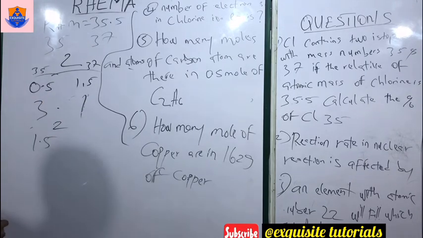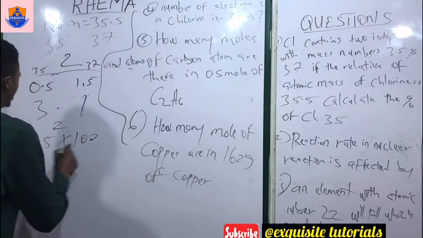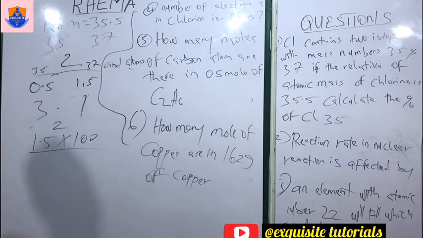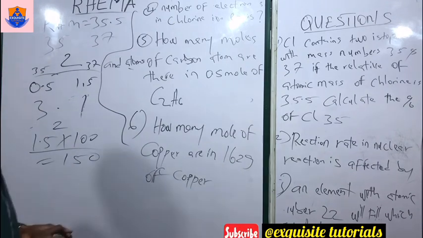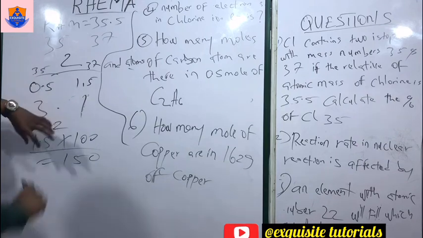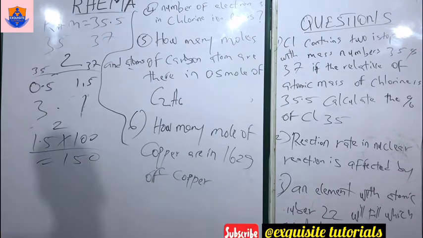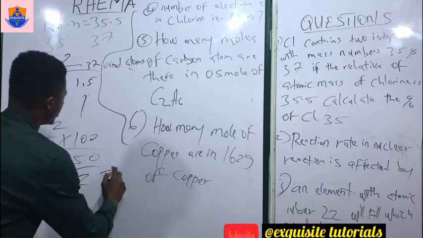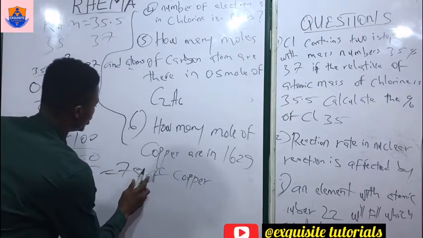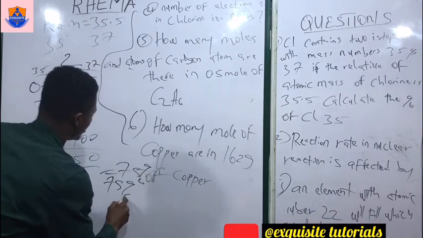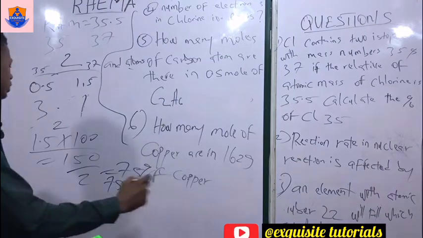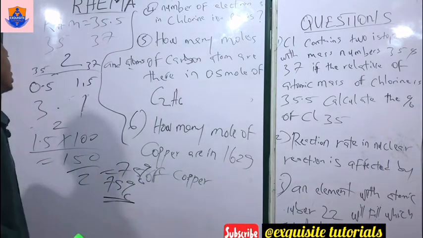That means chlorine 35 has 1.5. Since we are talking about percentage, it's going to be 1.5 times 100. And when you calculate 1.5 times 100, it's going to give you 150. Now, since the overall of them is 2, the relative atomic mass of both 37 and 35 is 2, you divide by 2, which means chlorine 35 is going to give you a percentage of 75%.